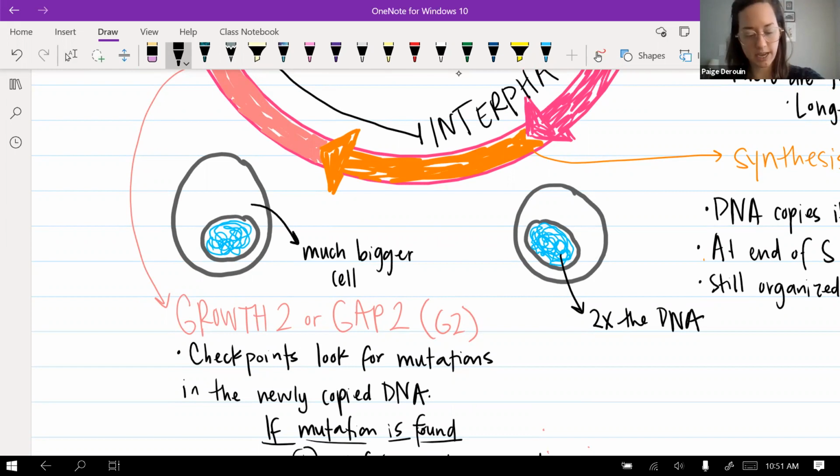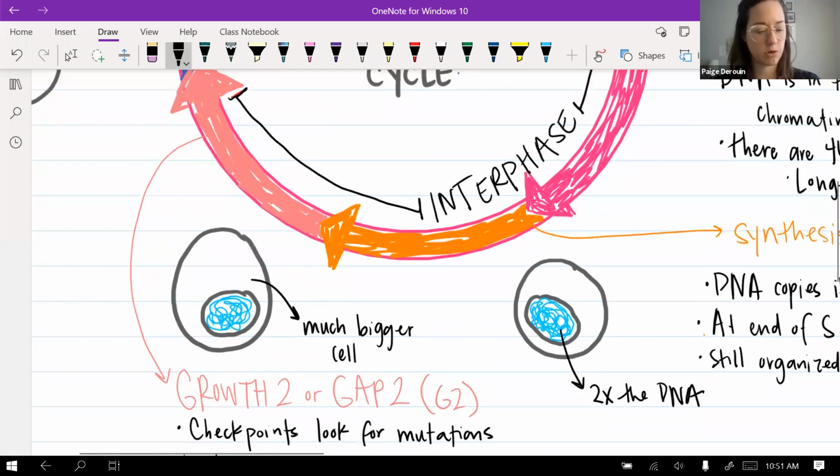But same amount of DNA as before. Okay, so now it's time for actual mitosis.